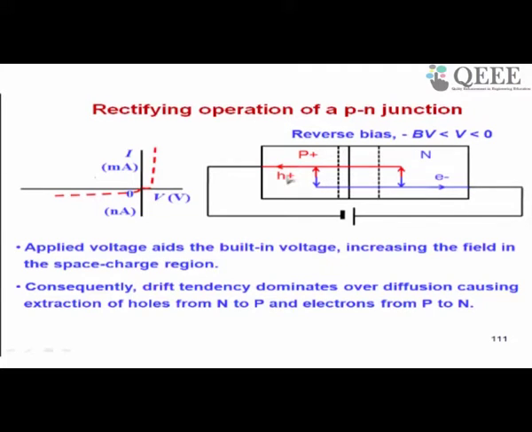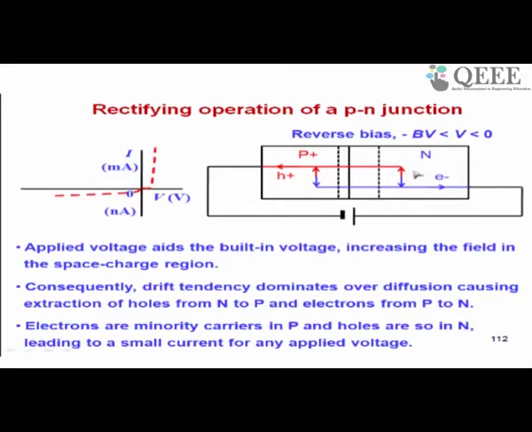That is why what you are showing is a generation here. Electrons and holes are generated. That's the only way electrons can be created in the p region, and therefore these generated electrons are small in number, right? Similarly, generated holes here are also small in number, holes in the n region. So electrons are minority carriers in p and holes are minority carriers in n, leading to a small current for any applied voltage.